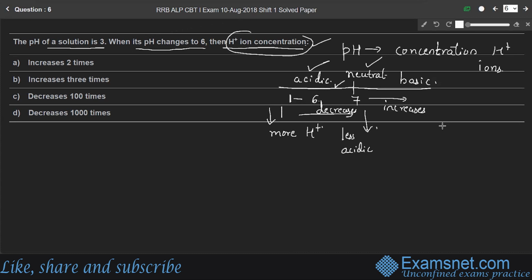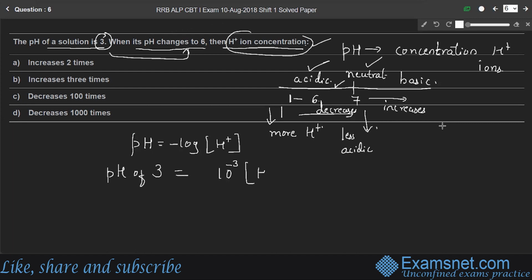how to calculate the pH of a solution? The formula is pH is equal to minus log of hydrogen ion concentration, right? So here, when the pH of a solution changes from 3 to 6, what is the value at pH of 3? pH of 3 is nothing but 10 raised to minus 3 of hydrogen ion concentration, right?